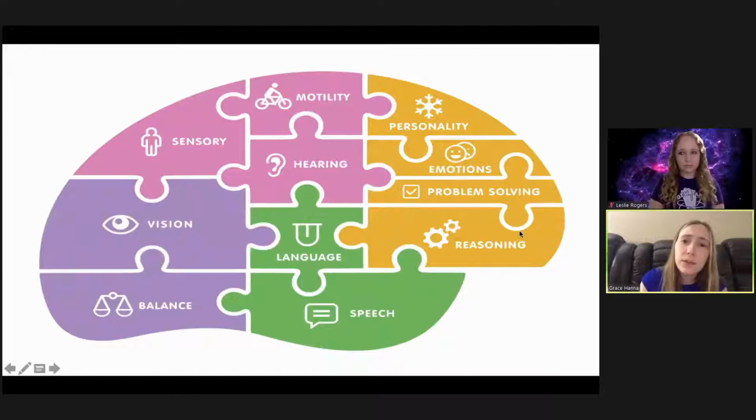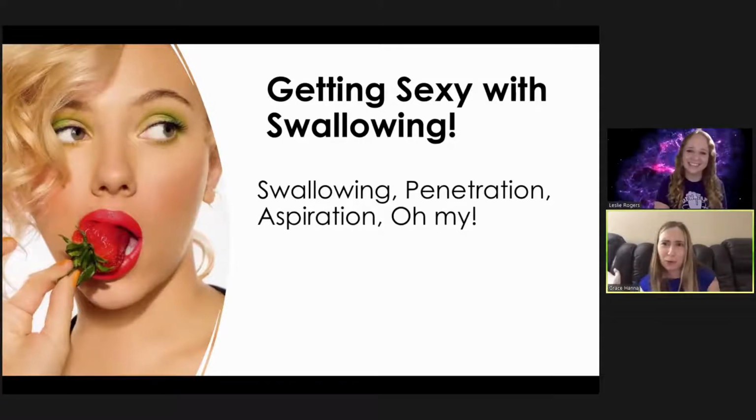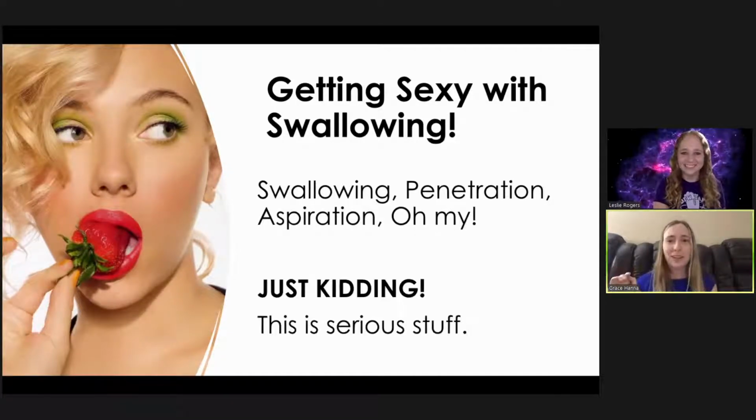And these are the types of things that can be affected, like your balance, your vision, hearing, language, and all these things we would set up goals, diagnose, and address. But one thing that's not on here is swallowing, guys. We're getting sexy with swallowing. Swallowing, penetration, aspiration. Oh my. Just kidding, guys. This is serious stuff. All right. So don't joke.